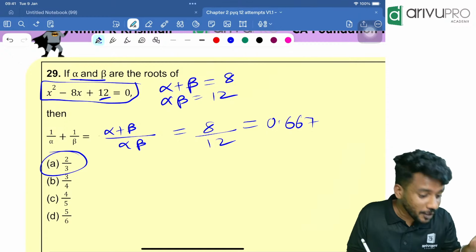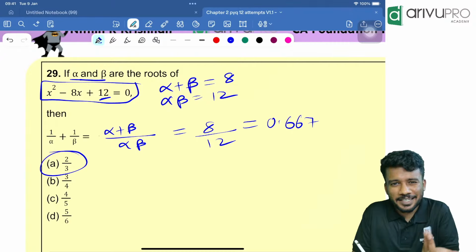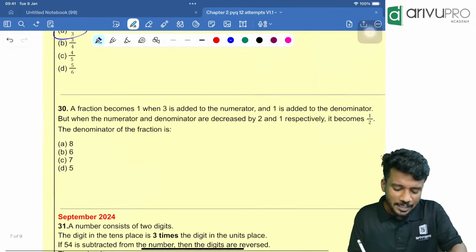But most of you are not good with fractions, taking common factors outside and all. That's why I'm telling you, use the calculator. That is always easy. Next question.